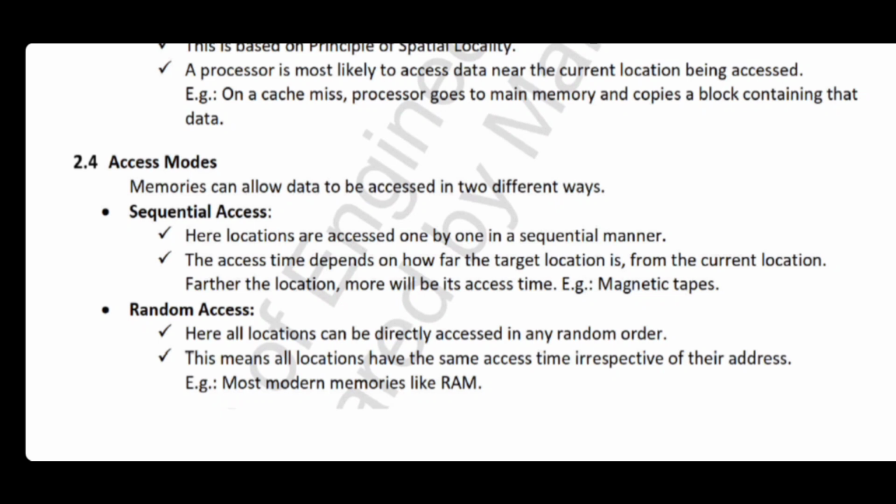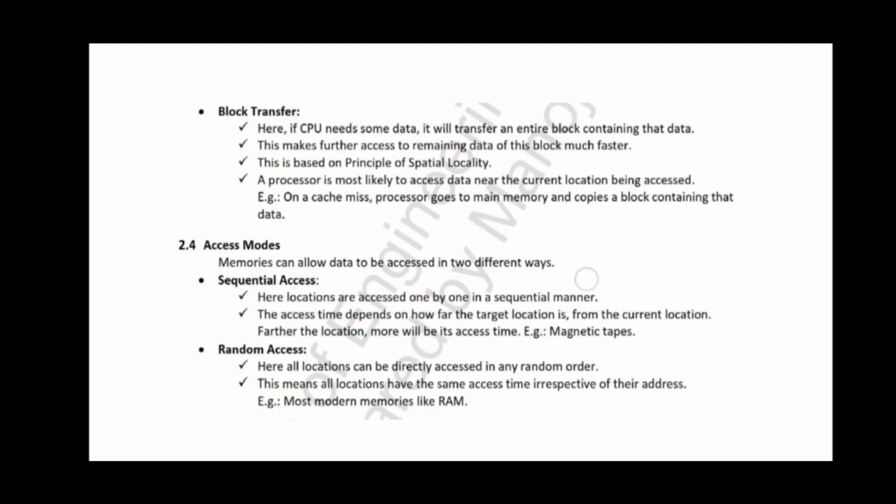If you want to access any particular address, it can access directly to that address. So random access means it uses only a small period of time, or the access time is very less, because all locations can be accessed in any order or at random order. So it is called random access. So that's about access mode.